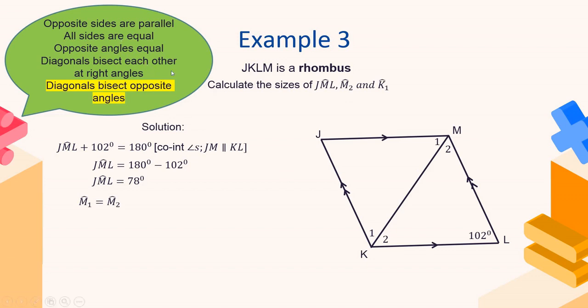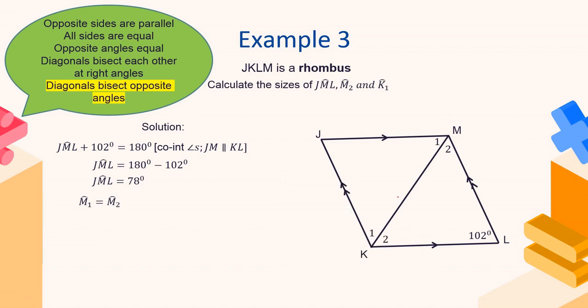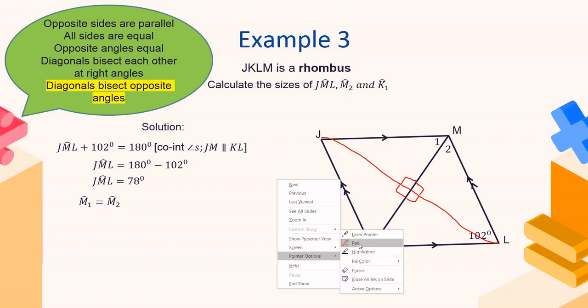Now, just a quick explanation of this property. Now we have one diagonal, which is MK, but we can also have another diagonal over here. Oops, sorry, that's a little wonky. But we have diagonal MK and JL. So when diagonals bisect each other at right angles, this means that they will cut each other at 90 degrees. So all these angles that I am making will be equal to 90 degrees. And that's basically what it means.